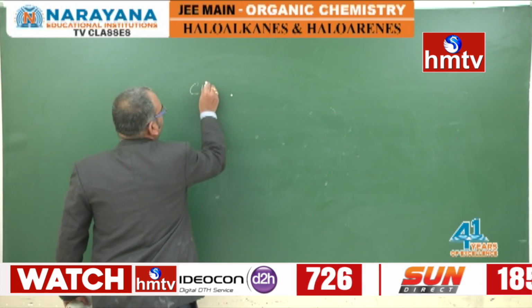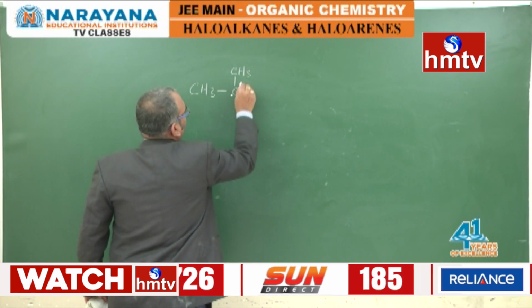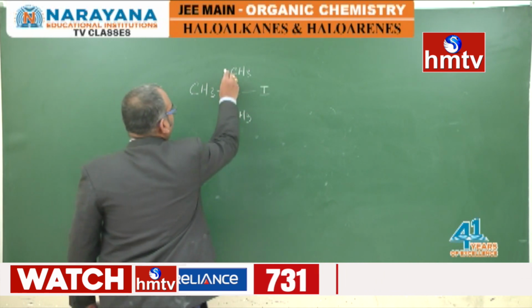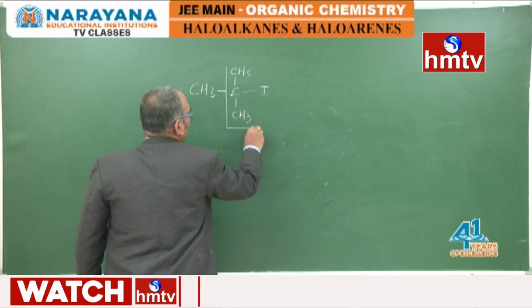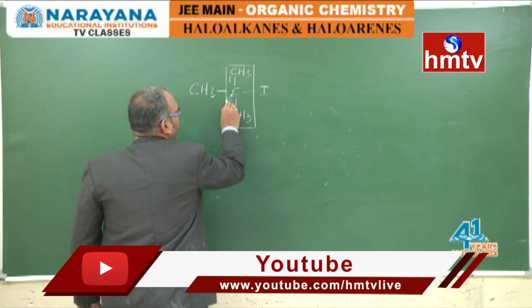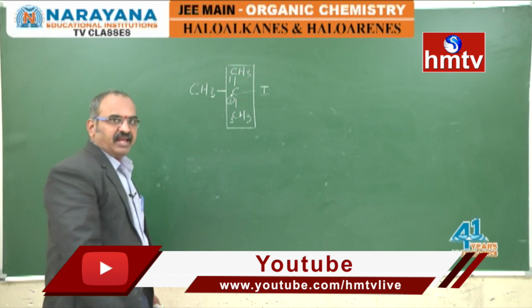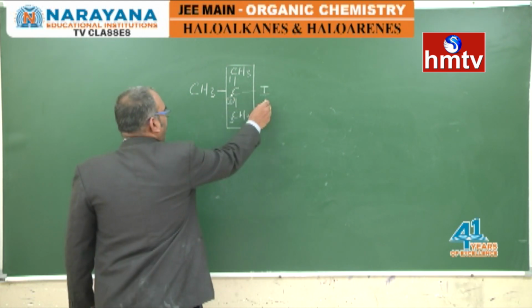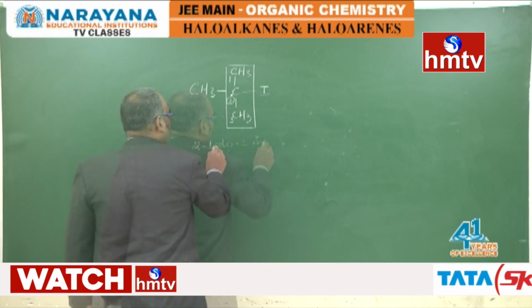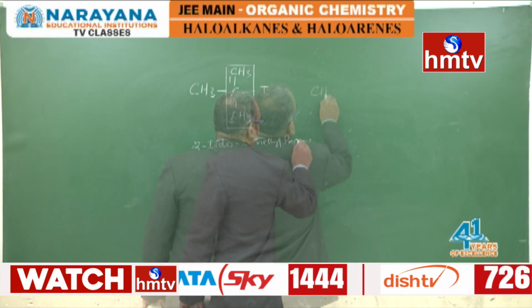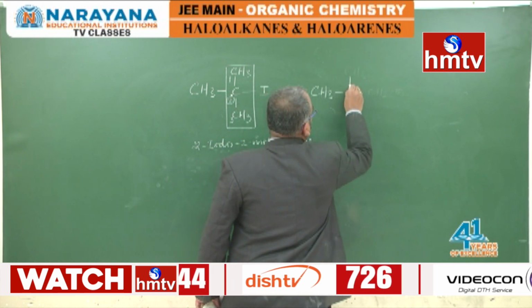Now let us take up the name of this compound. Longest chain is this one, 1, 2, 3. On the second carbon you have both methyl and iodine. So it is 2-iodo, in alphabetical order, 2-methyl propane. Let us take up another compound.